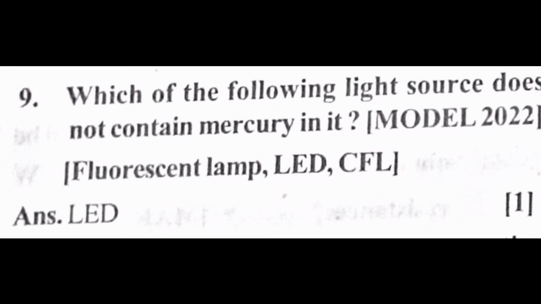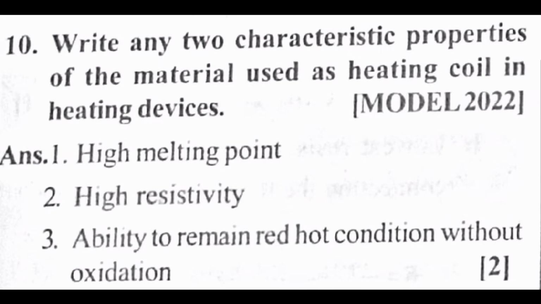The next question is also asked in the year 2022 model question paper. The question is, which of the following light sources does not contain mercury in it? The options are fluorescent lamp, LED and CFL. Which one is not containing mercury in it? That is LED, right? That is light emitting diode. Can we move to the next question?